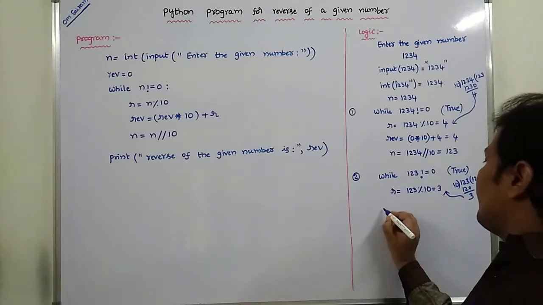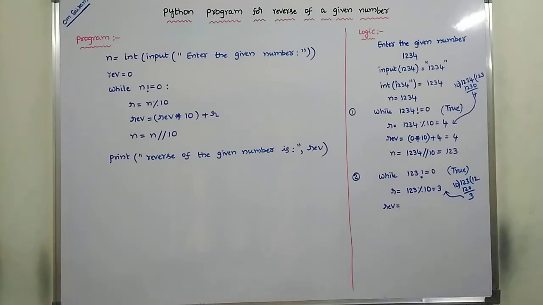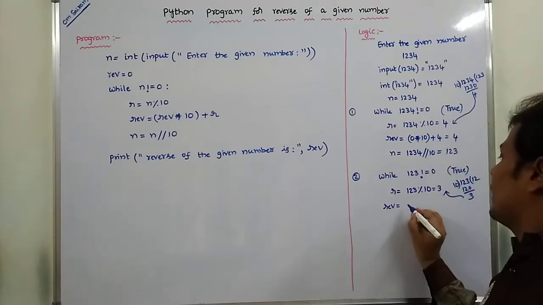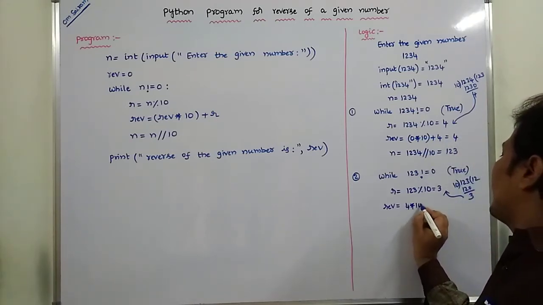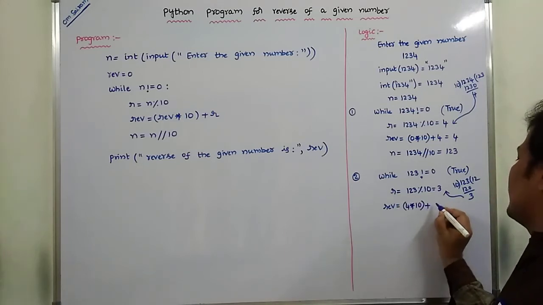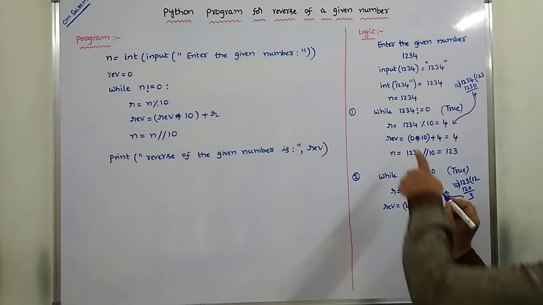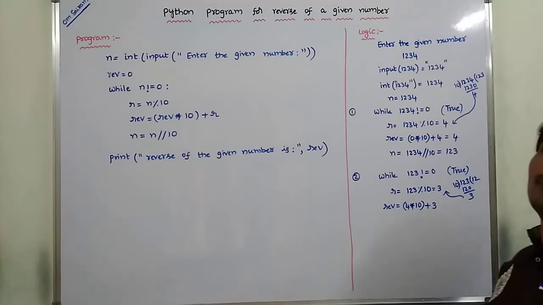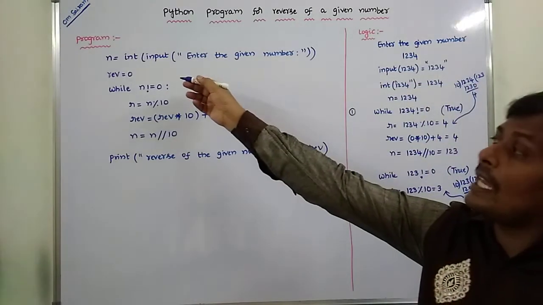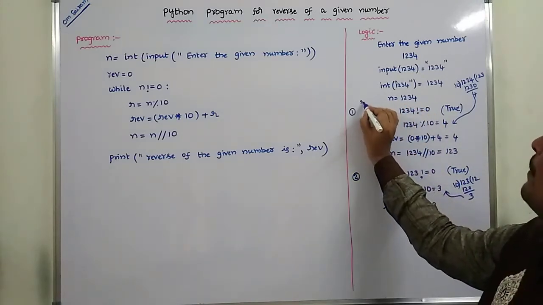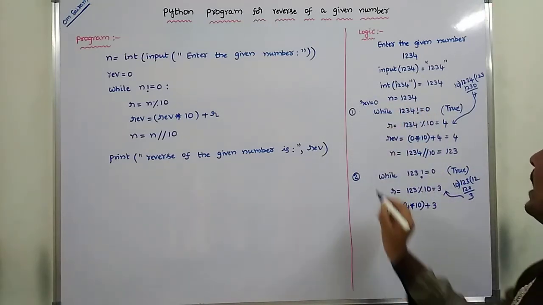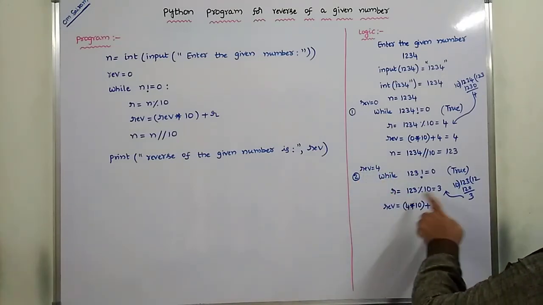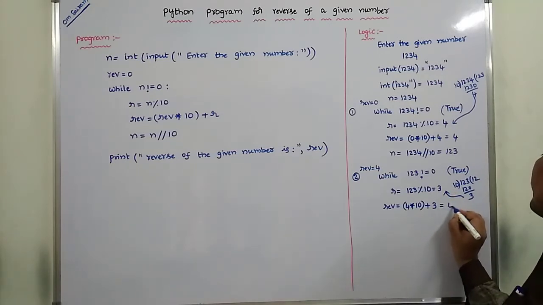Next one, REV is equal to REV into 10. In the previous iteration, what is the REV value? 4. So that is 4 into 10 plus R value, which is 3. In the first step REV value is 0, in the second step REV is equal to 4. Here R is equal to 3, so we get 43.